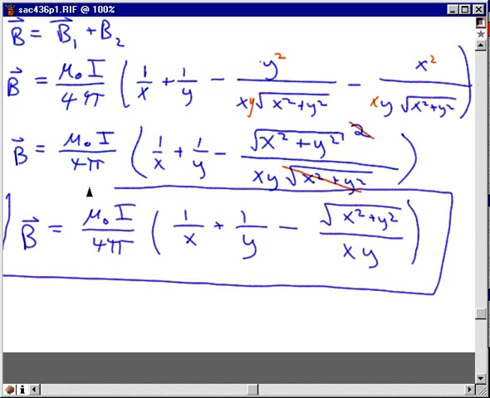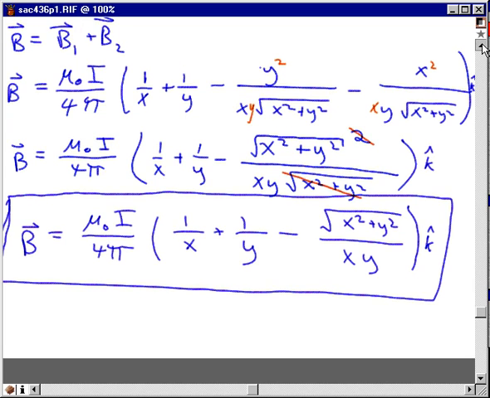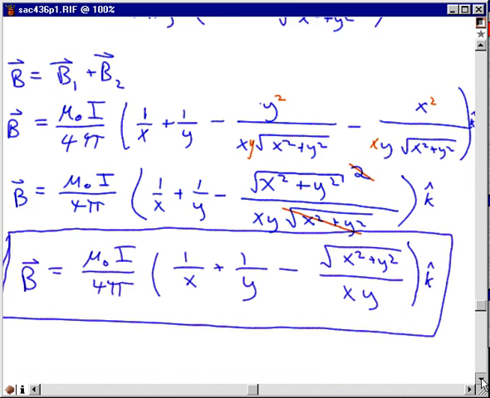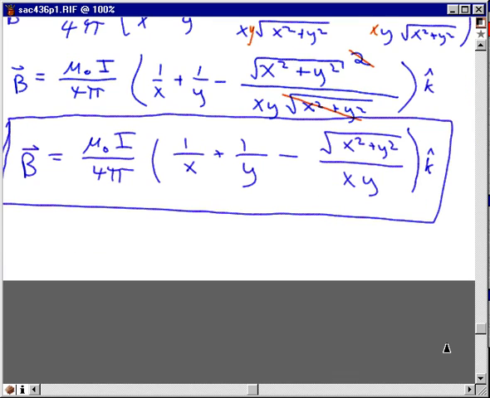And that's the final overall answer for SAC 436, problem number 1. Oops, not quite. Better put a k in there. So I've been leaving out that k quite a bit here. Ran out of room up there. Any place else? There we go. Alright, let's call that the final answer for SAC 436, problem number 1.